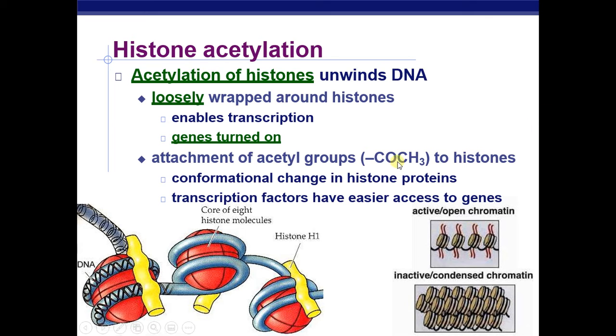a group. It's kind of like acetylating histones, so these protein complexes unwind the DNA. So if a histone is acetylated, it causes the DNA that is wrapped around it to become looser, which enables transcription and turns it on.